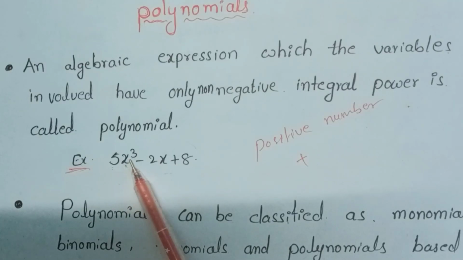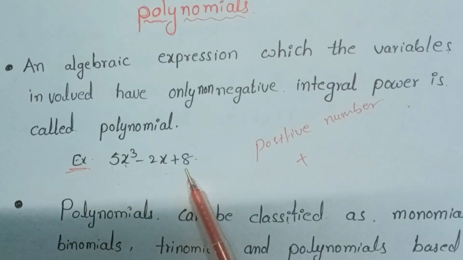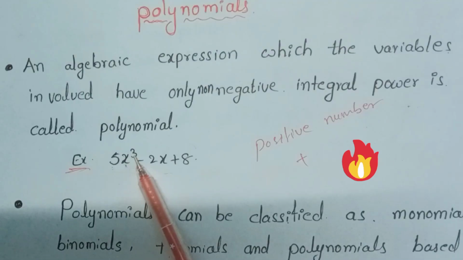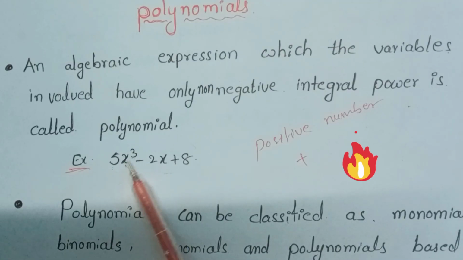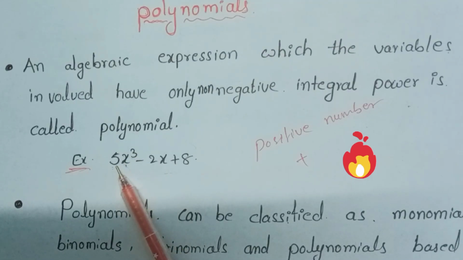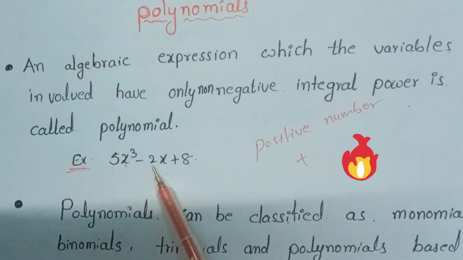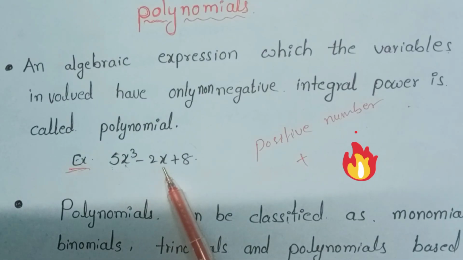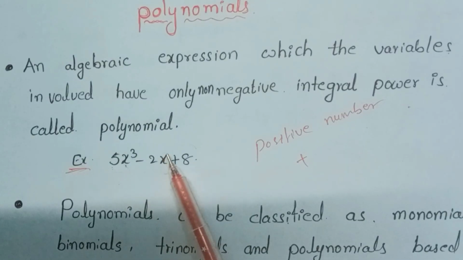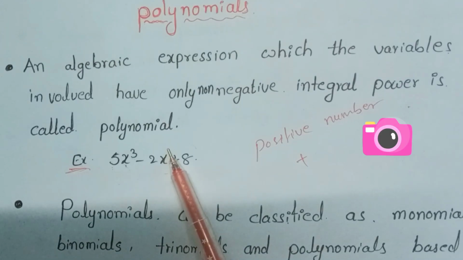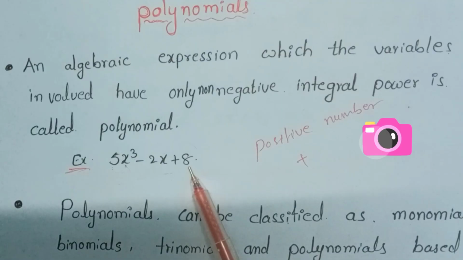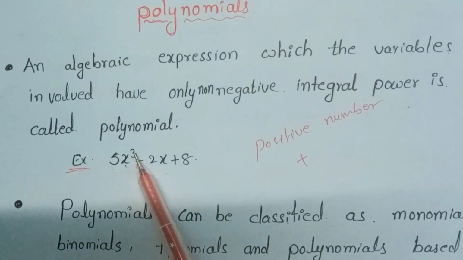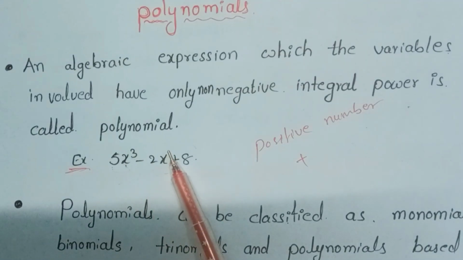In 5x cubed minus 2x plus 8, in x cubed, x is the base, 3 is the power, and 5 is the coefficient. Here 2 is the coefficient and x is the base. There is no written power, so we take it as one power. Plus 8 is the constant number. So, base and power.